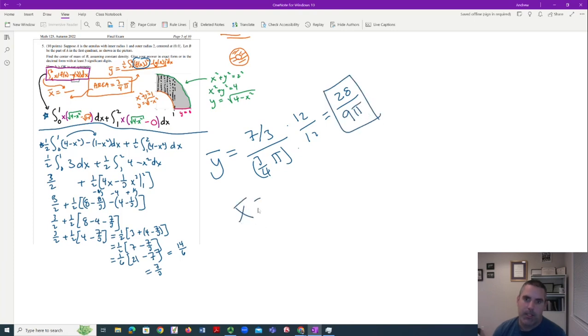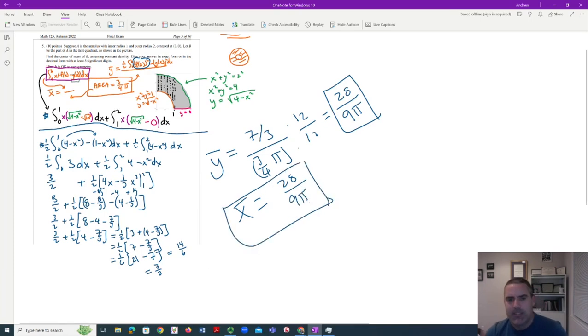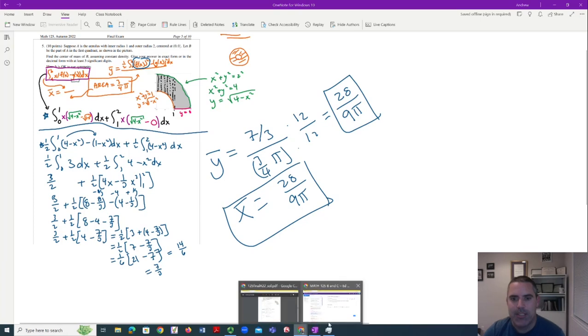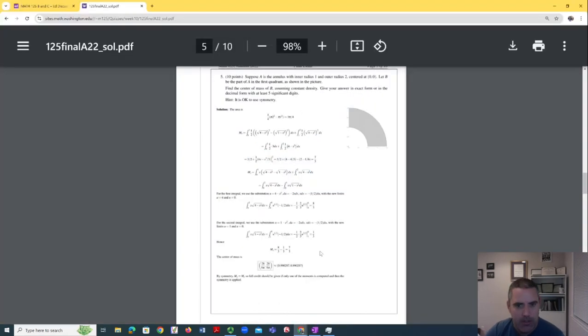And x bar is the same, which you can give as a decimal. Let's see how I did. Probably made a mistake, but hopefully I gave you the idea. Yay! I got it right.